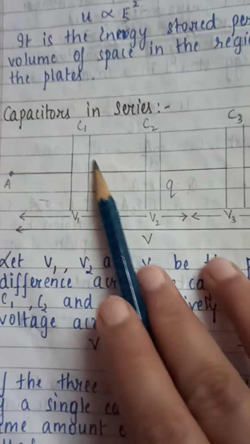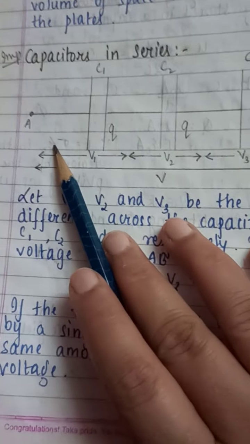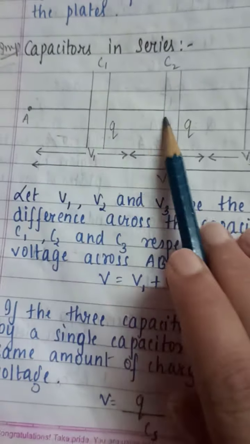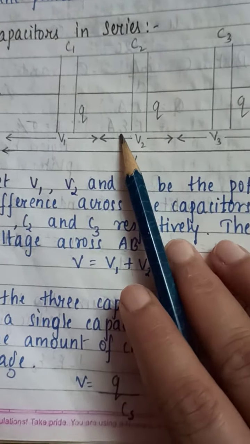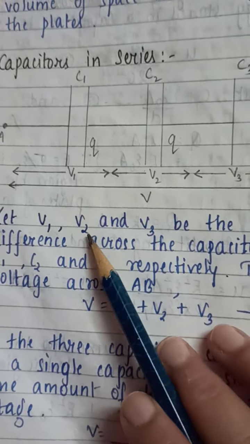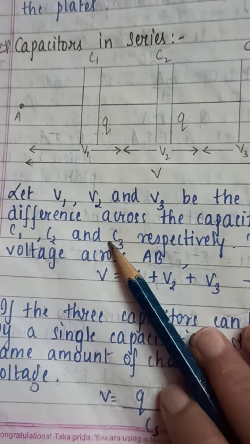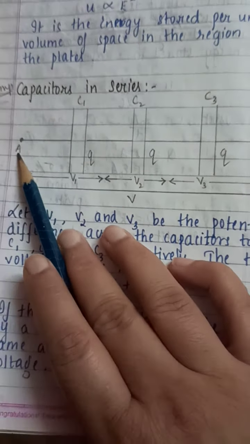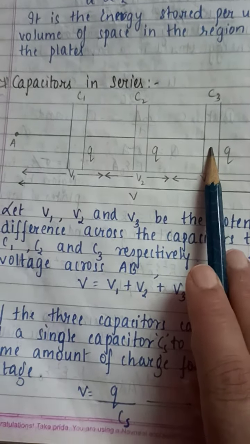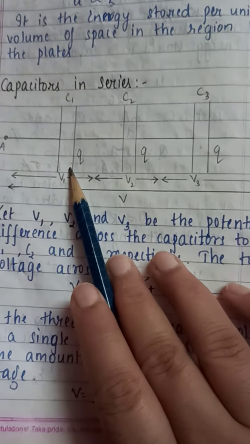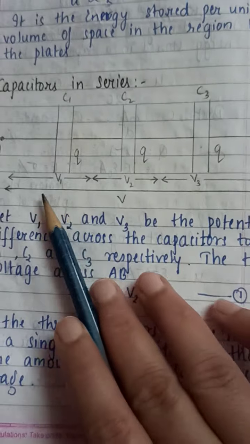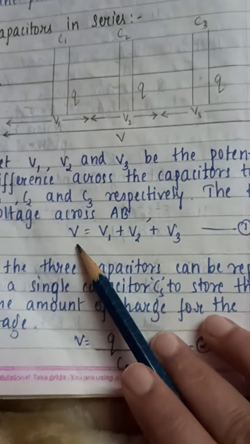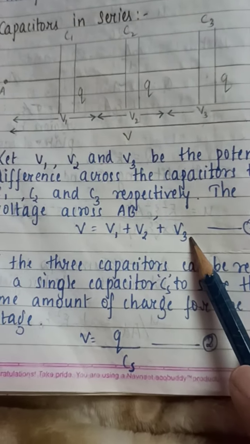Next we will study capacitors in series. We are studying capacitors in series and capacitors in parallel. This is very important in case of numericals, like you studied resistors in series and resistors in parallel. Now it's very easy. You see we are taking three capacitors C1, C2, C3 in series. In series connection, charge will be the same, voltage will be distributed as V1, V2, V3. Total voltage will be V equals V1 plus V2 plus V3.